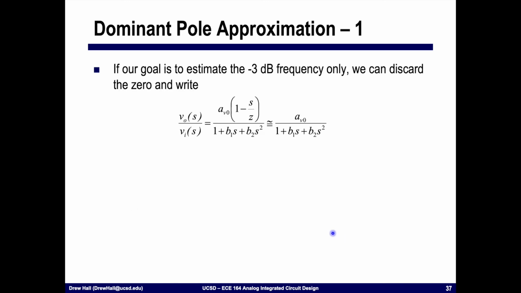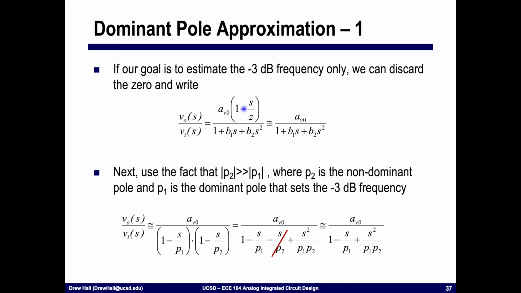And so if indeed we are only concerned with the low frequency poles, it really means that the effect of this zero we can take out of this expression. And so I can approximate this transfer function as if the zero was not there. Now I know that there's two poles, and I'm going to use the fact that one of the poles is at least 10x higher in frequency than the other pole. And so this is the condition that we'll call a dominant pole in the circuit. And this dominant pole is the one that's going to set the minus 3 dB frequency.